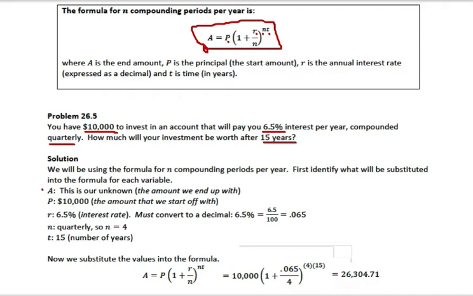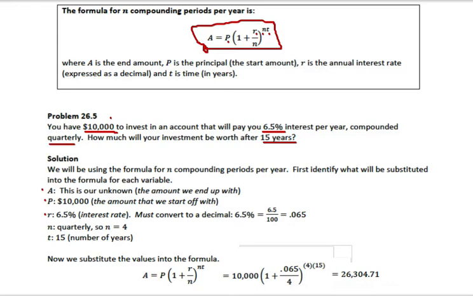So A is the amount we will end up with. P is the original amount that we start the investment with, which is given in the question to be 10,000. R is given as 6.5%, which must be converted to a decimal. So we get 0.065. We just divide it by 100, which means move the decimal point 2 digits to the left.